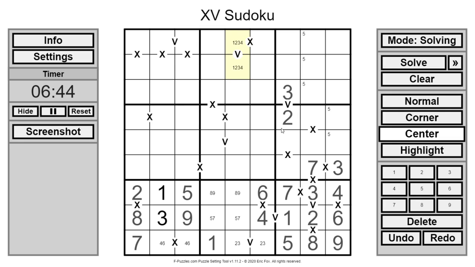One, two, three, 4 in some order. 1, 2, 3, 4 here. This can't be a 1 or a 3. 2 and 4.